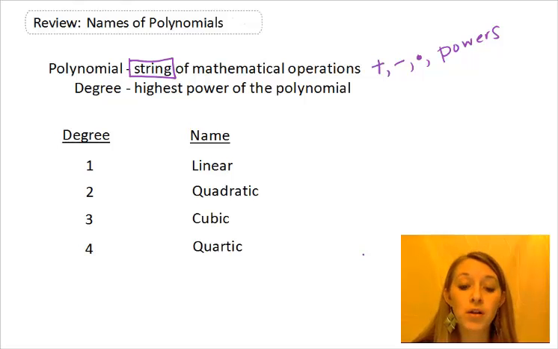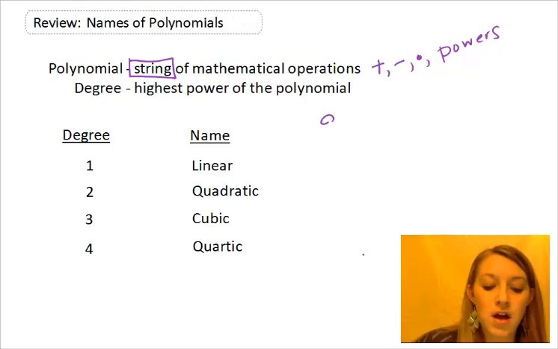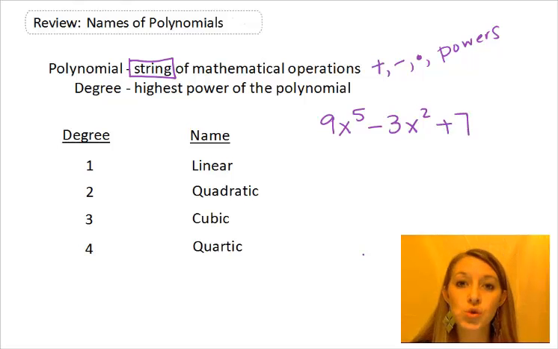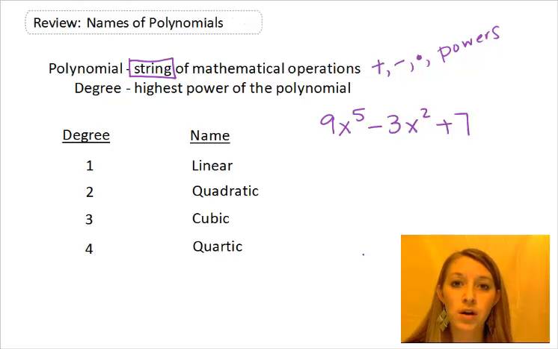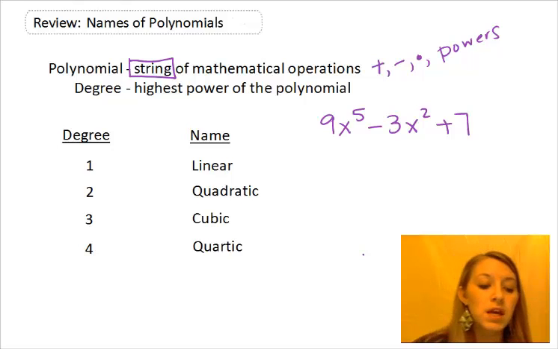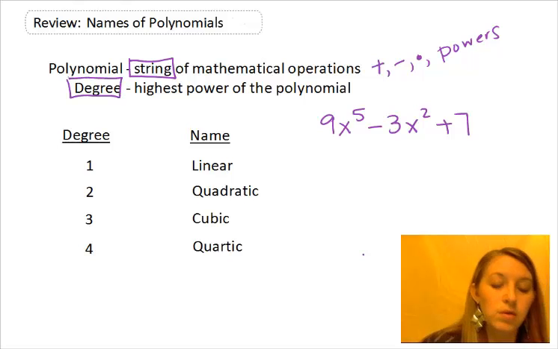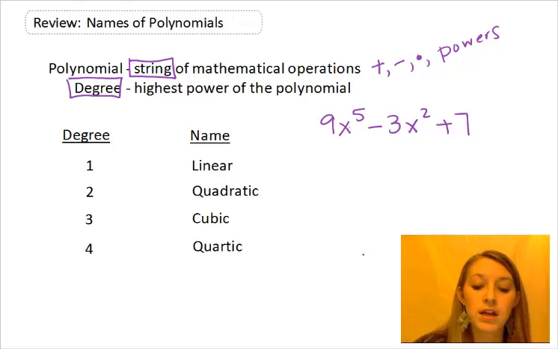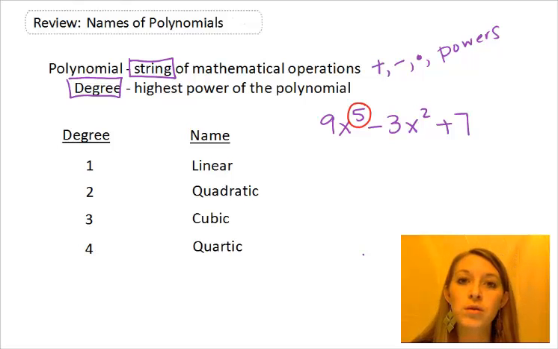An example of a polynomial looks something like this. 9x to the fifth minus 3x squared plus 7. Here is a string of mathematical operations. So that's what polynomials are. Now the most important vocabulary word that goes with polynomials is the degree of the polynomial. And we can pick out the degree by the highest exponent over the variable. So in my example here, it is a degree 5 polynomial because that's my highest exponent.